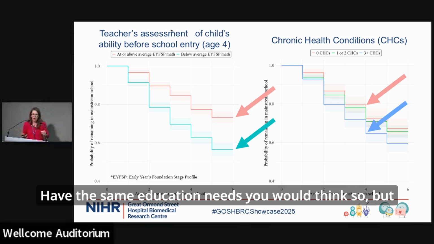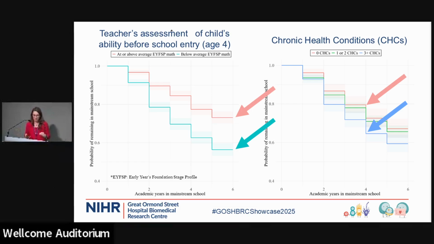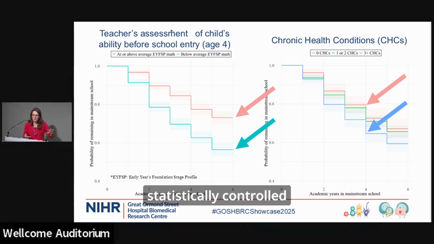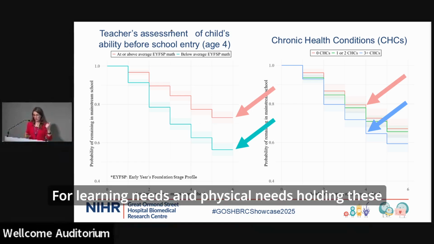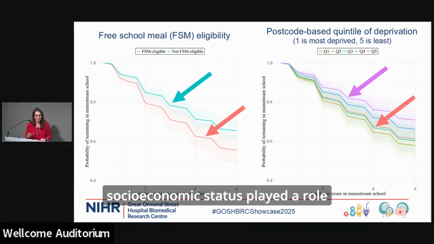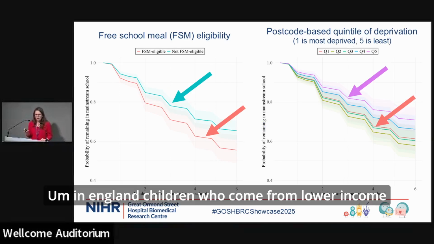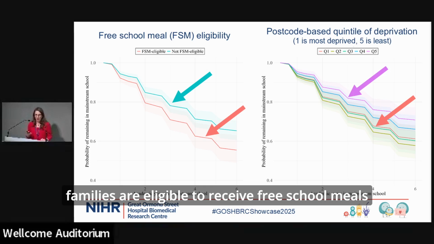You would think so, but we still see that socioeconomic status plays a role. So we statistically controlled for learning needs and physical needs. Holding these equal and comparing similar children, we still found that socioeconomic status played a role. In England, children who come from lower income families are eligible to receive free school meals.